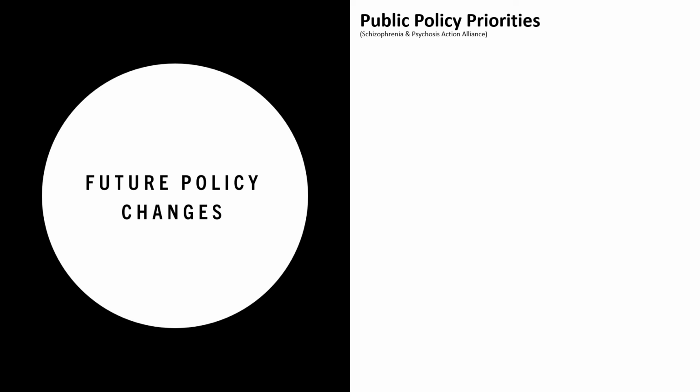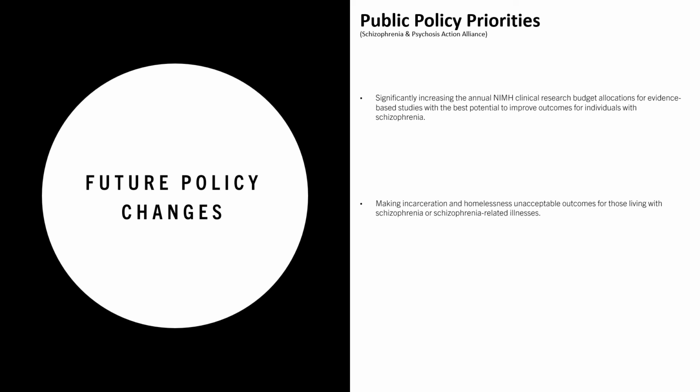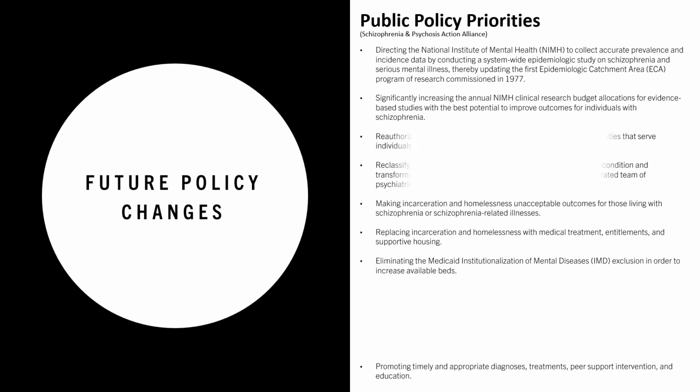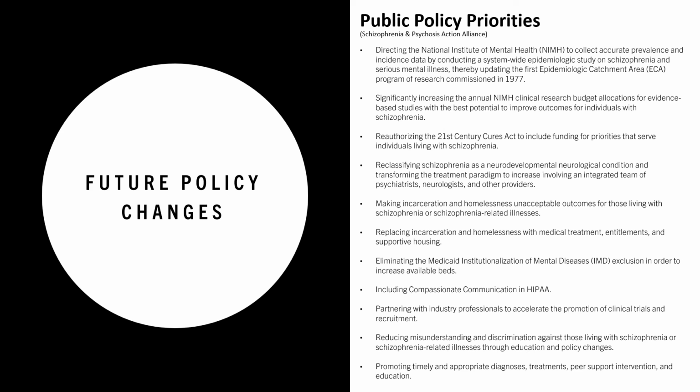Finally, the Schizophrenia and Psychosis Action Alliance has a list of public policy priorities for which they are advocating. These include significantly increasing the annual NIMH clinical research budget, making incarceration and homelessness unacceptable outcomes, replacing incarceration and homelessness with medical treatment, entitlements, and supportive housing, eliminating the Medicaid institutionalization of mental diseases exclusion in order to increase available beds, promoting timely and appropriate diagnoses, treatments, peer support intervention, and education, as well as these numerous others.